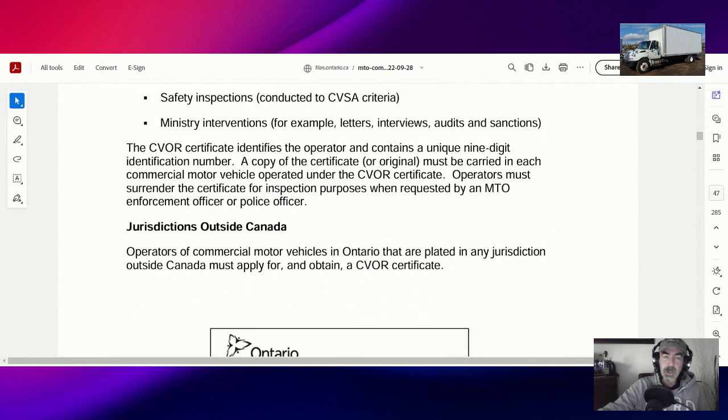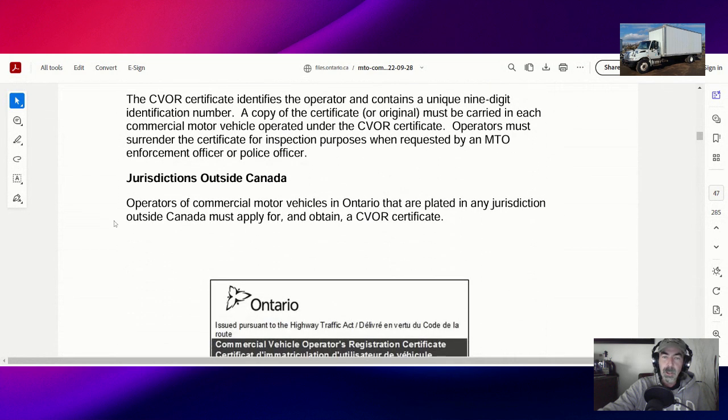The CVOR certificate identifies the operator and contains a unique 9-digit identification number. A copy of the certificate or original must be carried in each commercial motor vehicle operated under the CVOR certificate. Operators must surrender the certificate for inspection purposes when requested by an MTO enforcement officer or police officer.